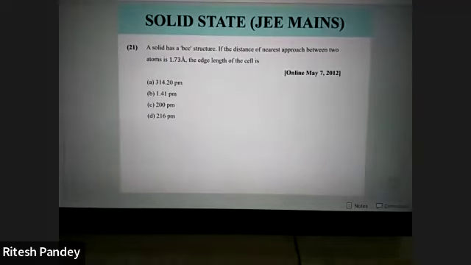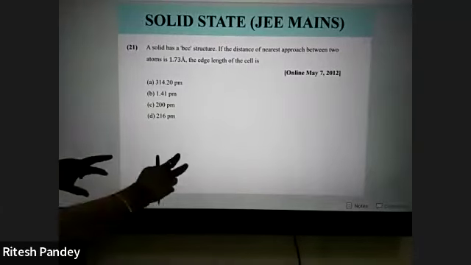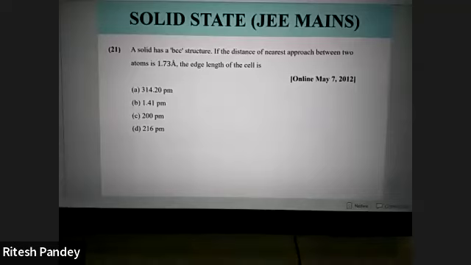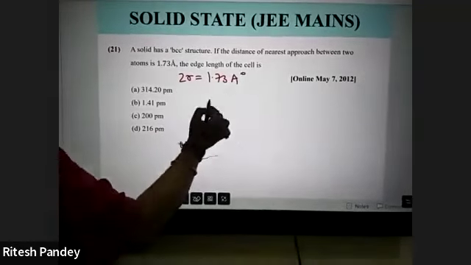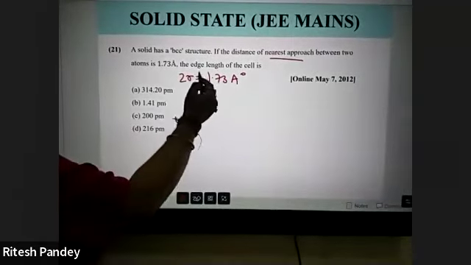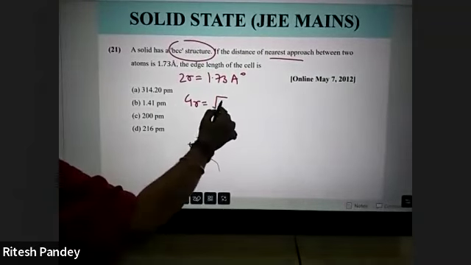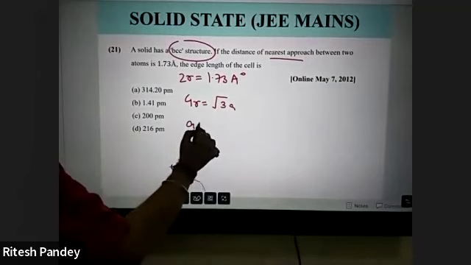Question 21. Option C. In BCC, 2R is given and you have to find A. 2R is equal to 1.73 angstrom. That's given. That's what is meant by nearest approach. You have to find the edge length. Now in a BCC, naturally you know 4r is equal to root 3 a. I hope I'm being understood.